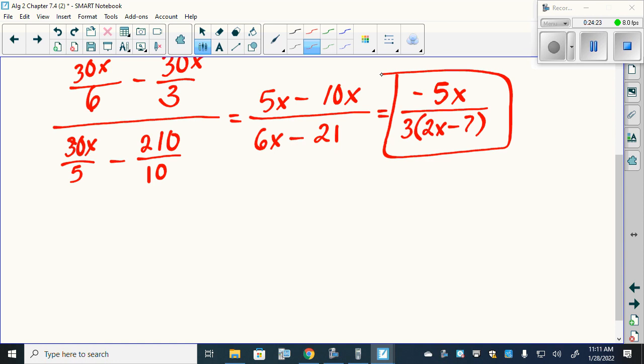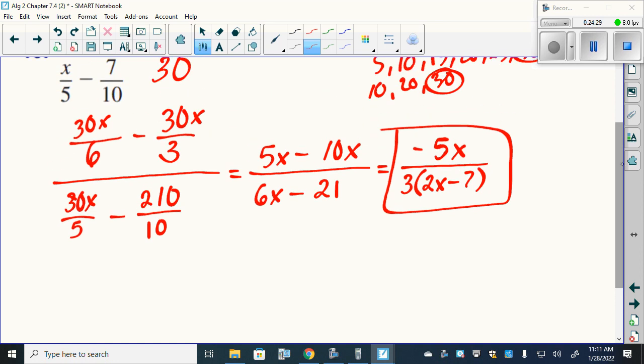Now, most likely, the textbook will do this, so if you look in the back, it would have left this as negative 5x over 6x minus 21. Because it doesn't simplify, it leaves it in that form. I think it's still a good habit to get into, to go on and factor it and see if it does simplify. If not, we can leave it as that there.